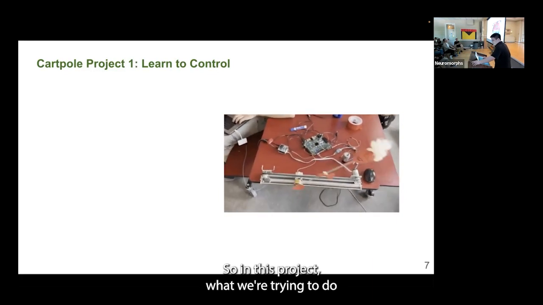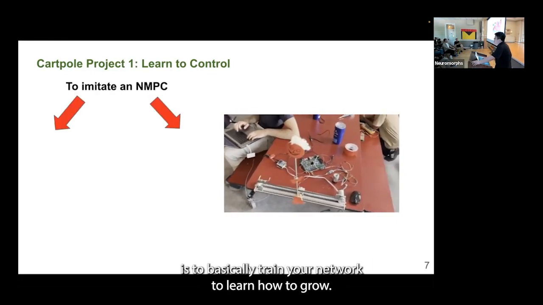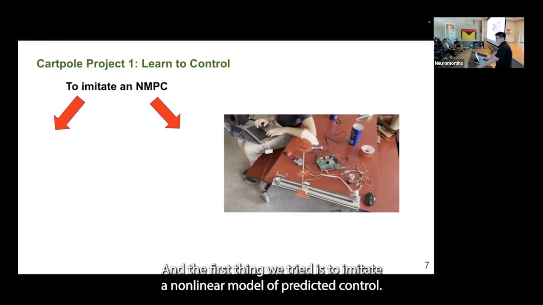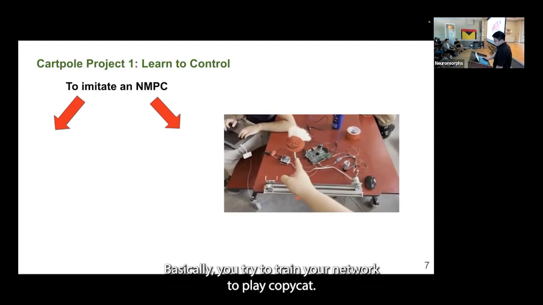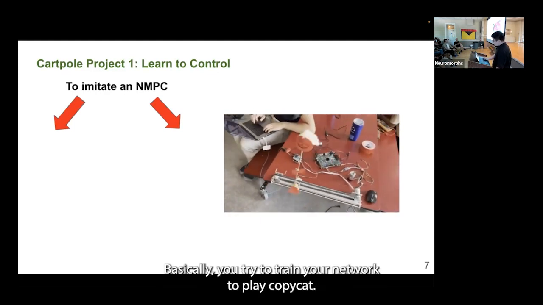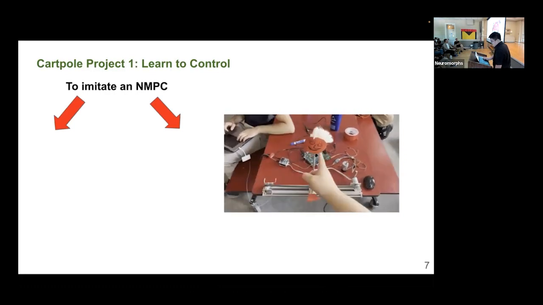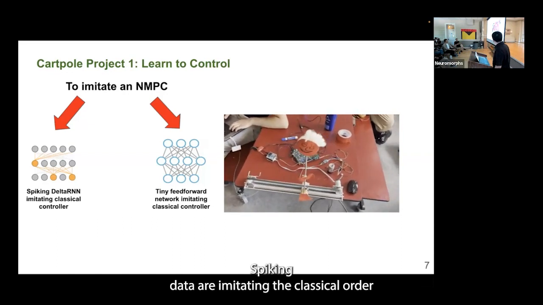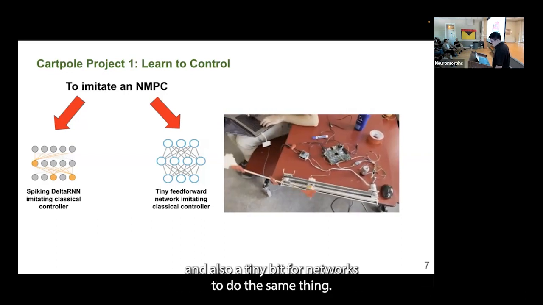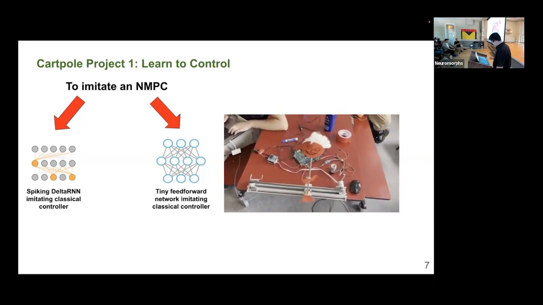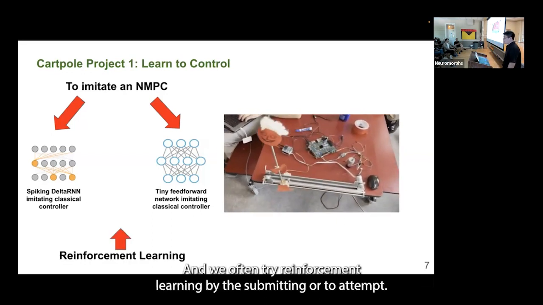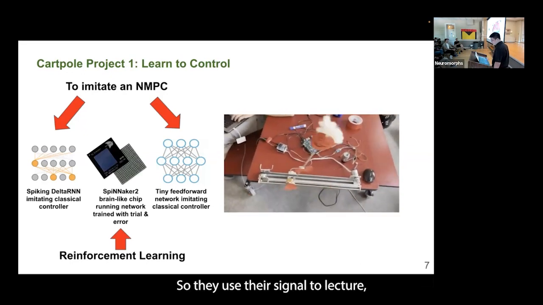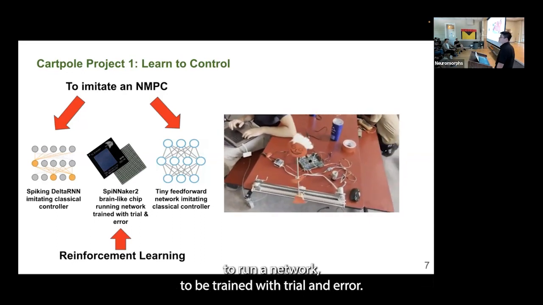So in this project, what we're trying to do is to train a neural network to learn how to control. The first thing we tried is to imitate a nonlinear model predictive control. Basically, we try to train a neural network to play copycat. We use 2 different networks: a spiking Delta RNN imitating the classical controller, and also a tiny feed-forward network to do the same thing. We also tried reinforcement learning by the SpiNNaker 2 team. They use their SpiNNaker 2 brain-like chip to run a network trained with trial and error.